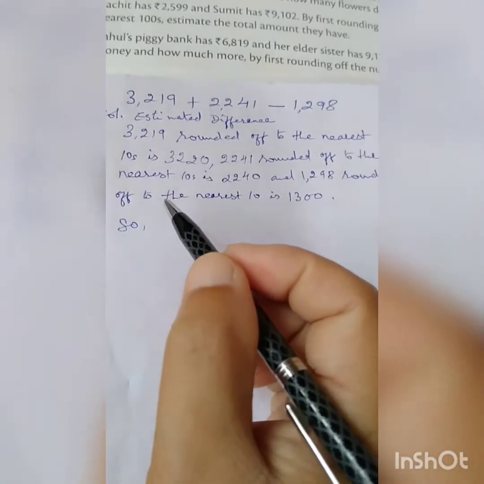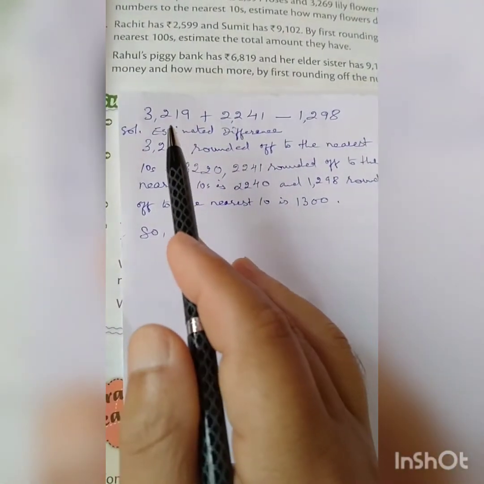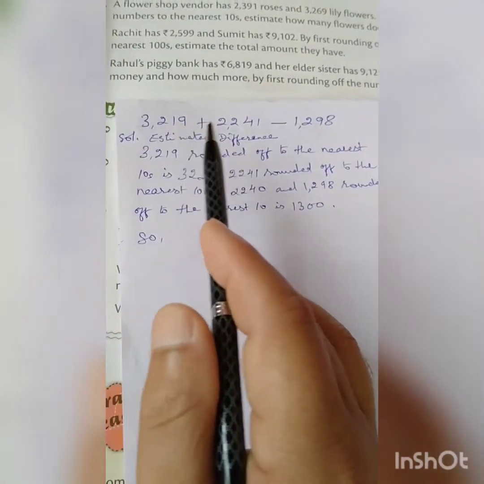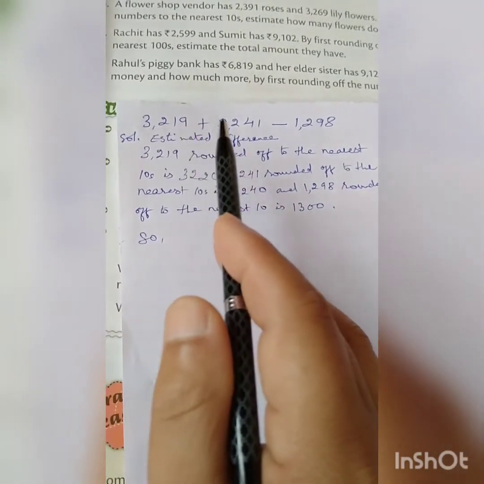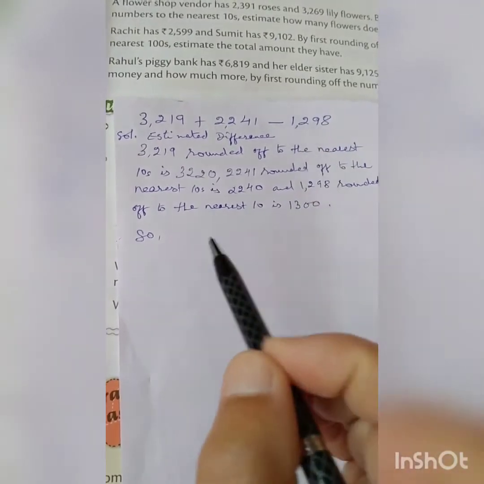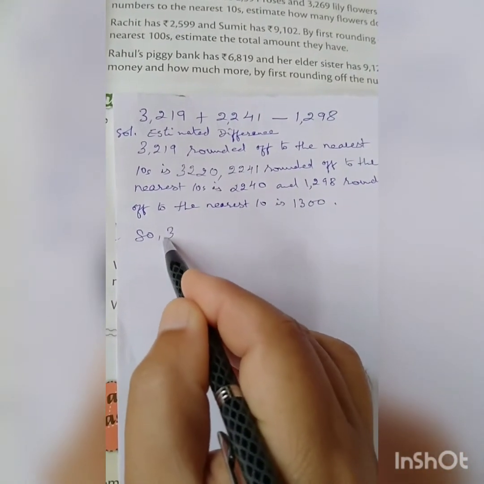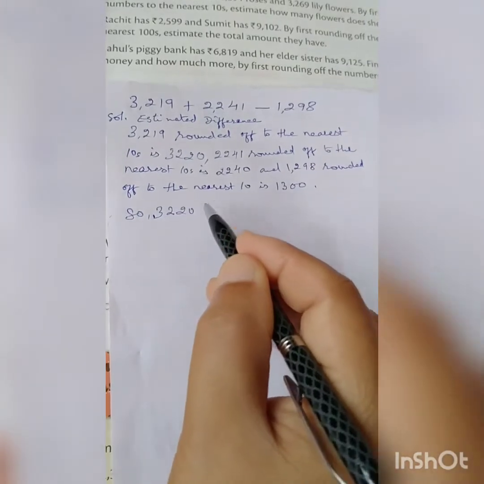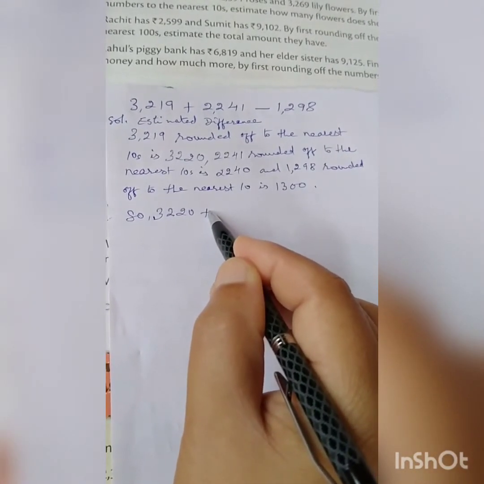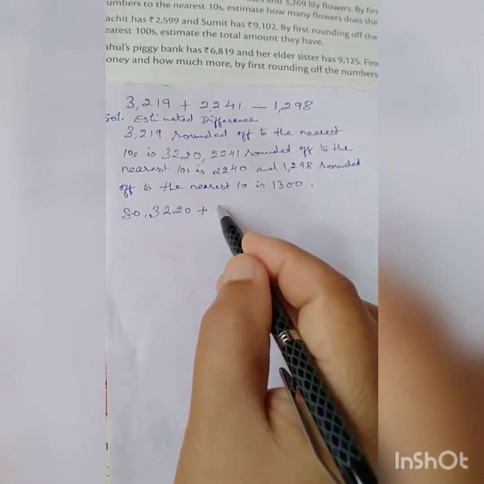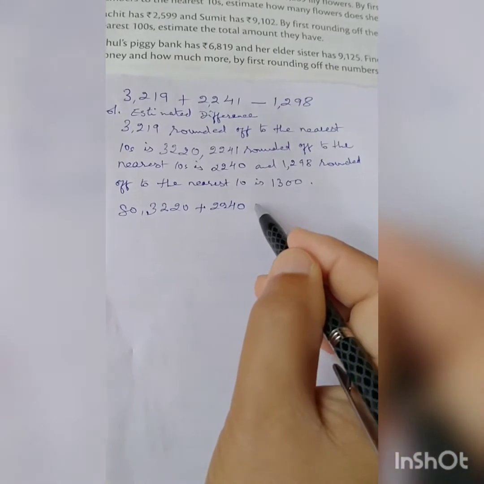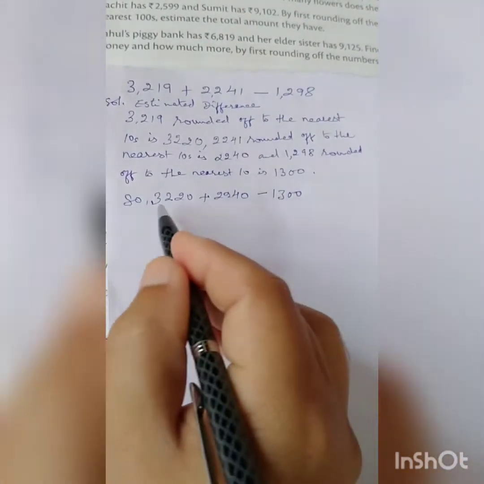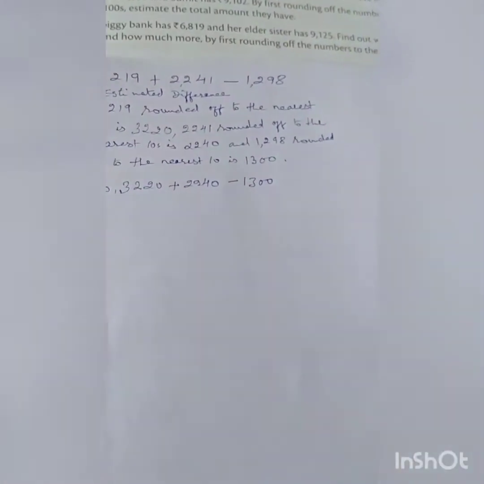Now this type of sums you have already done, no? Addition is also given, subtraction is also given. Which one to do first? First we have to add these two numbers, then from that answer or sum we have to subtract this number. So let us take 3220 plus 2240 minus 1300. First we'll add these two numbers. This we can do here in rough.